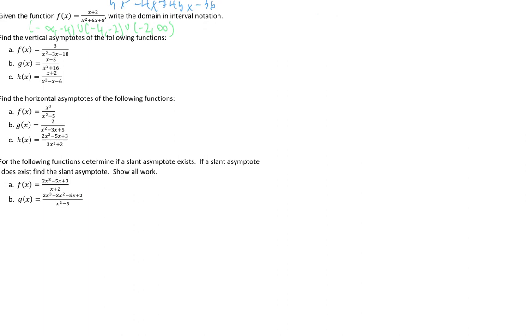So for this next one, it wants us to find the vertical asymptotes. Well, those are going to be when the bottom equals 0, when the bottom equals 0 and it doesn't cancel something on the top.